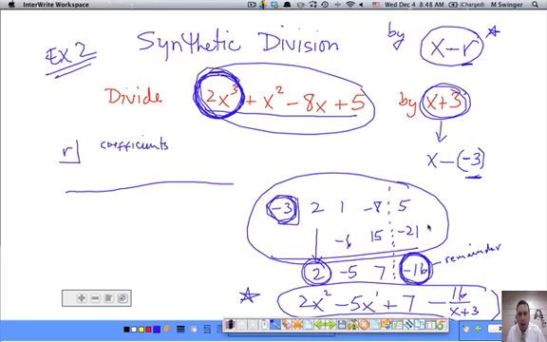Isn't this seeming like a lot less work than long division? Okay, but I need you to know both because you can't always do one or the other. You gotta know both.